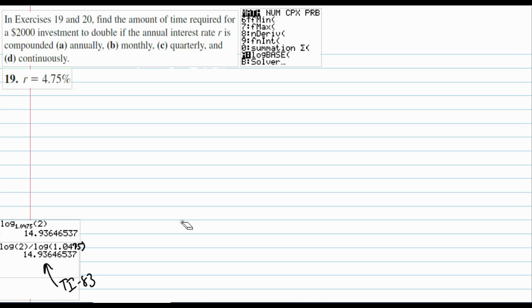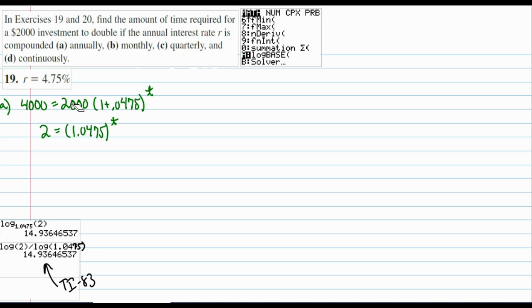Now try problem number 19. It says in exercises 19 and 20, find the amount of time required for a $2,000 investment to double if the annual interest rate r is compounded annually, monthly, quarterly, and continuously. Fine. So let's start with part A. Annually, my k value, so the denominator here inside is going to be 1, and so is 1 in my exponent. So now I can divide both sides by 2,000.